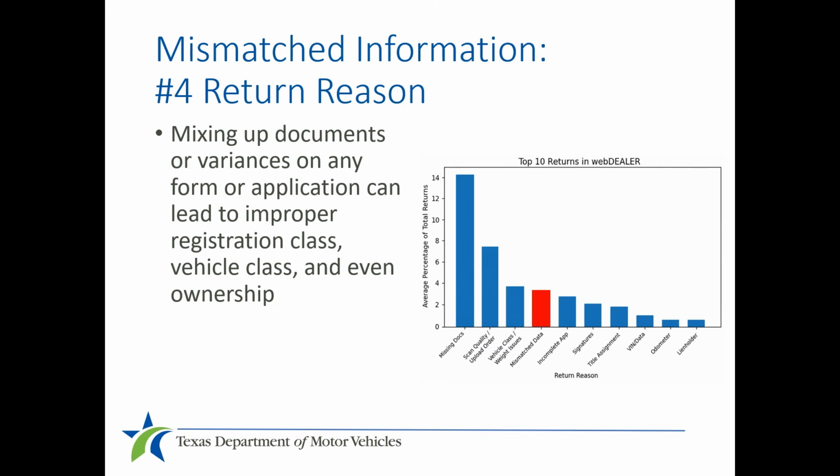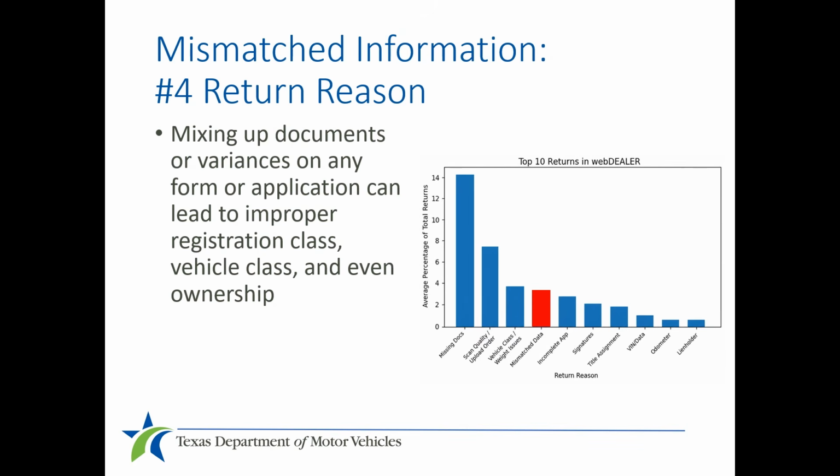Mismatched information in forms is our fourth highest return reason. This is also one of the hardest issues to correct once the transaction has already been processed. All forms and documents must belong to the same transaction that was entered into webDEALER. When information does not match, it can create serious issues involving incorrect registration, wrong vehicle classifications, and even ownership problems. These errors often require immediate correction because they can directly affect the customer.